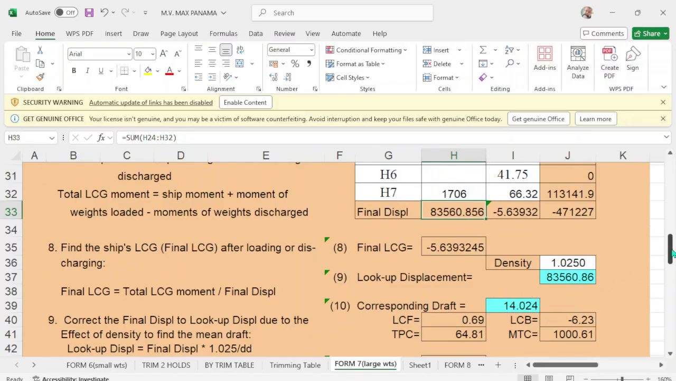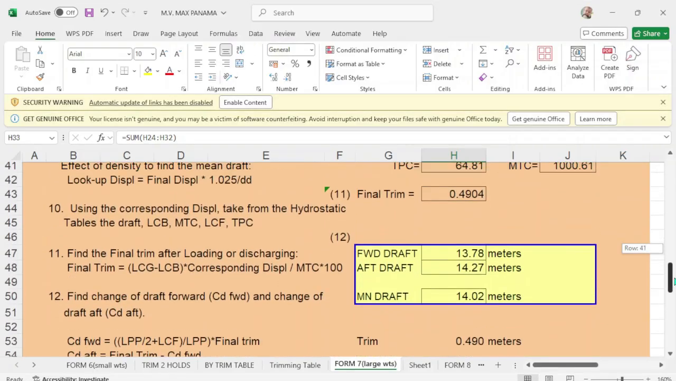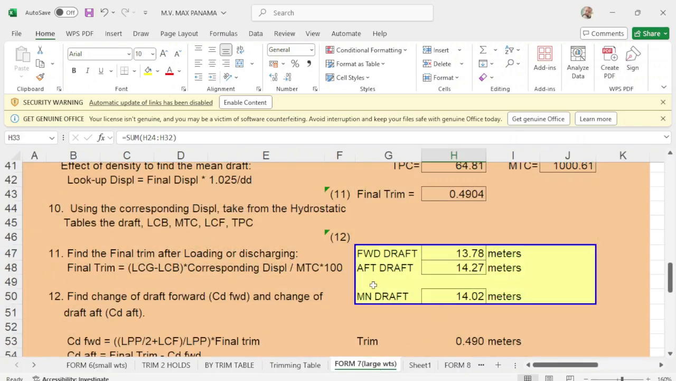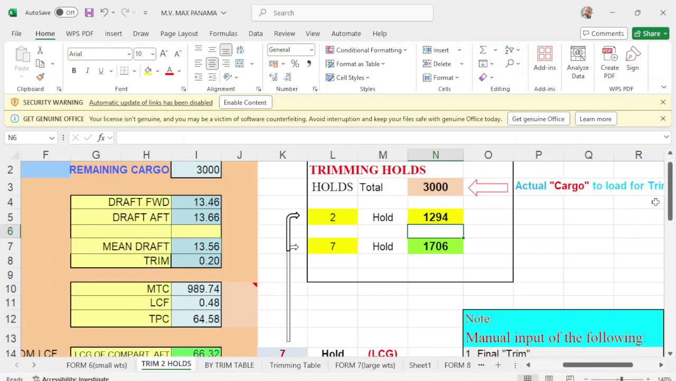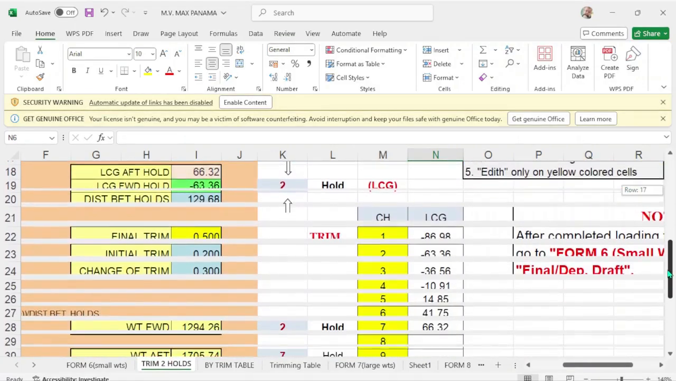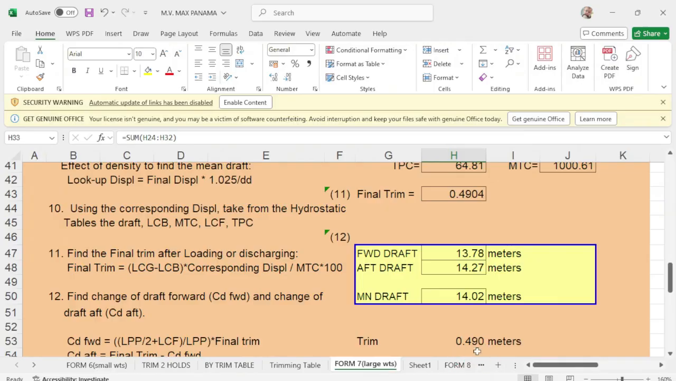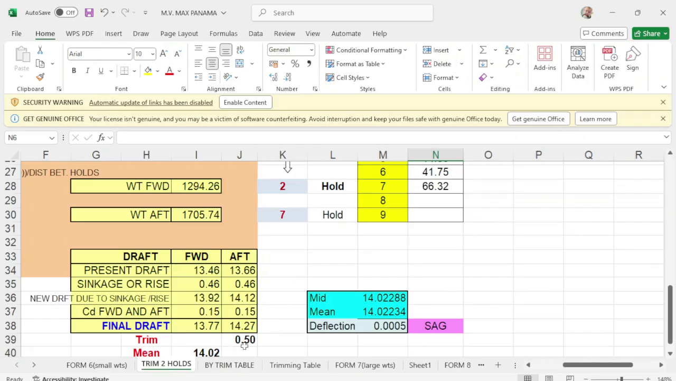1402 here, and this will be your forward drop, forward and up. Forward is 1378. It should be 1377. Okay. Then your up drop is 1427. We got here 1427, and your trim is 50 centimeters. You got here 49, and it should be 50 centimeters trim. Okay.